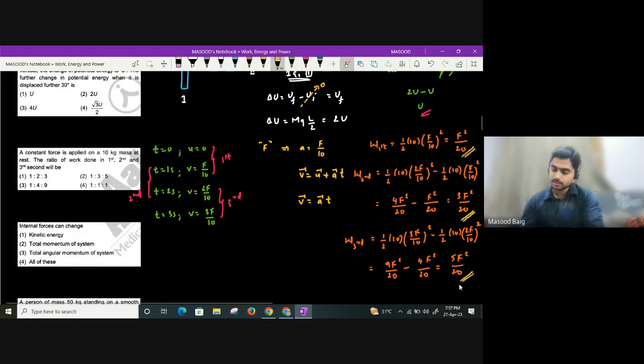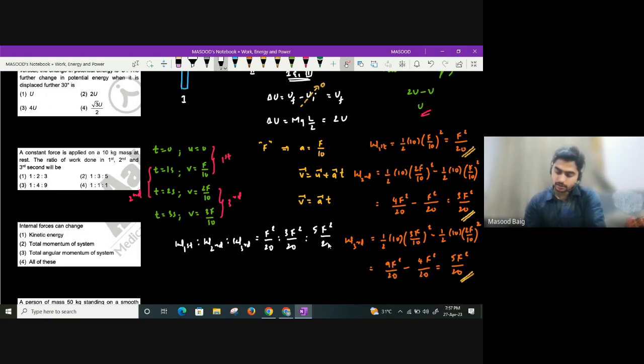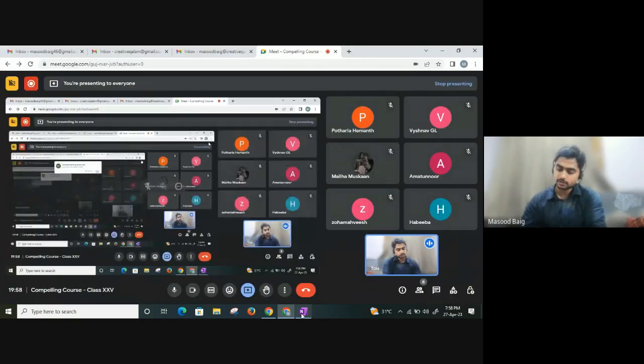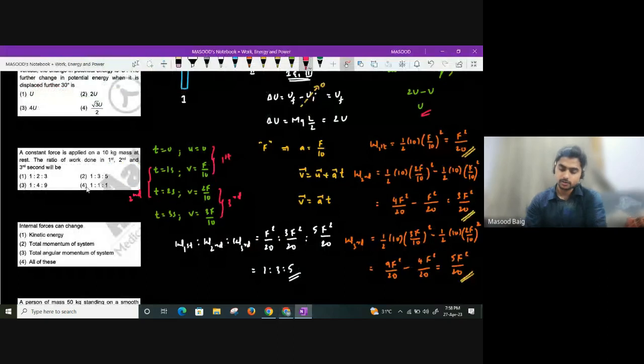So what is the ratio of work done? They're asking us to find out the ratio of work done in the first second to the second second to the third second. So what is this, beta? It will be in the ratio of F square divided by 20 we have, then we have 3F square divided by 20, we also have 5F square divided by 20. So what will the ratio be? It will be in the ratio of 1:3:5, guys.